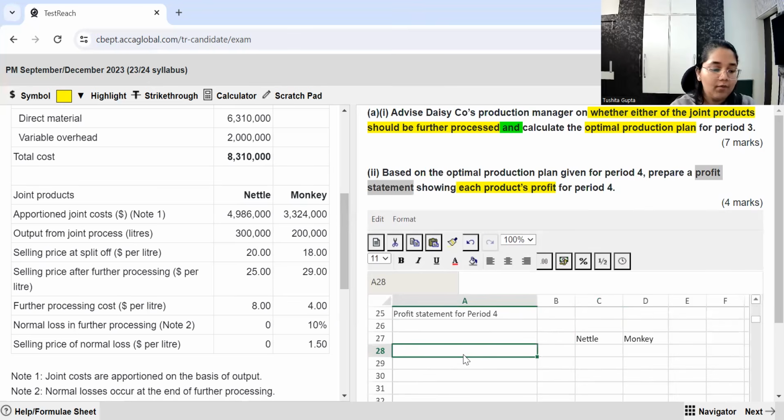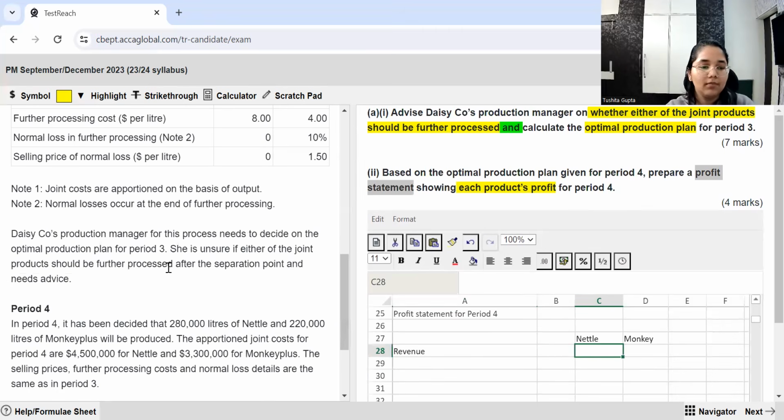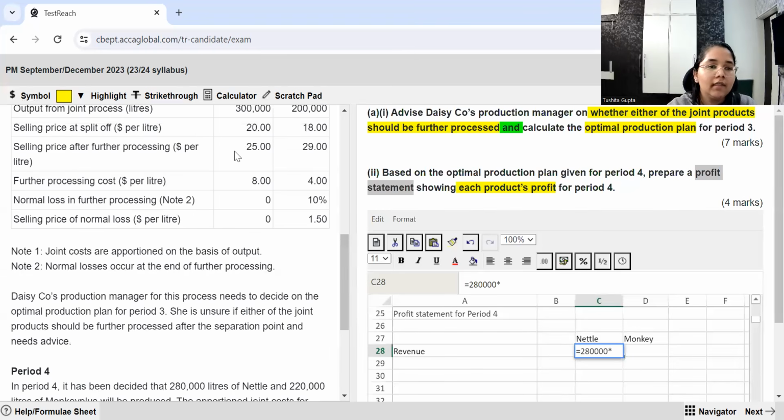Now the first thing in my profit statement is my revenue. So my revenue is going to be calculated as, so I'm going to be producing how many liters of nettle? It's 280,000 liters of nettle. So my revenue is going to be 280,000 multiplied by how much was the selling price for nettle? Nettle is sold for 20.